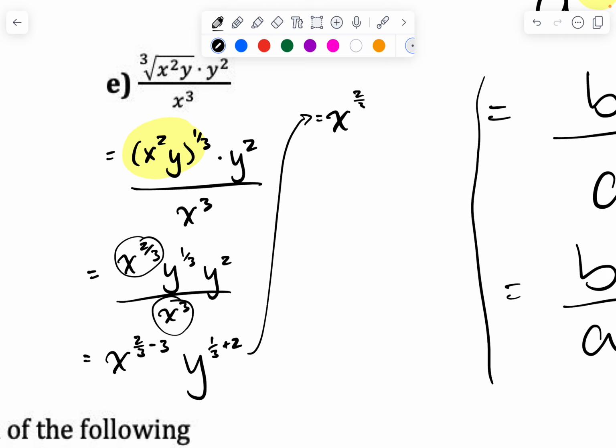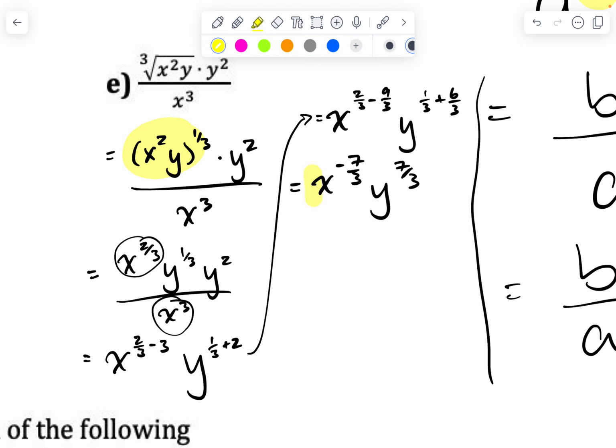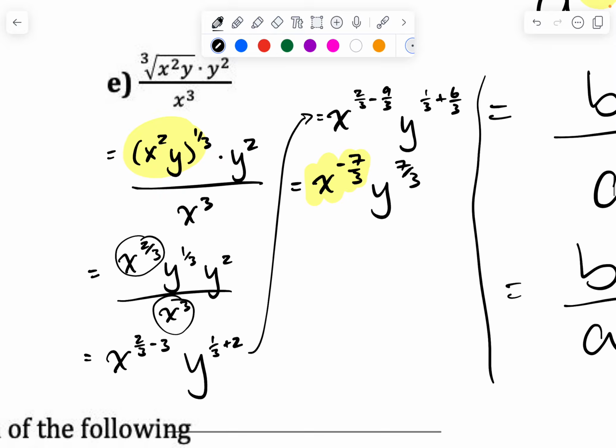So 2/3 take away 3, which is 9/3, right? Y to the 1/3 plus 2, which is 6/3. And so this is x to the negative 7/3, y to the 7/3. Now, I have a negative exponent, so that whole thing has to go in the denominator, and my numerator is y to the 7/3.